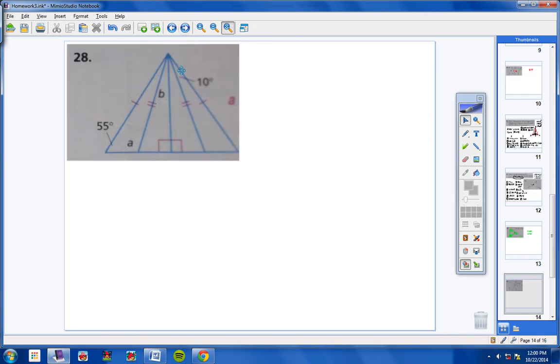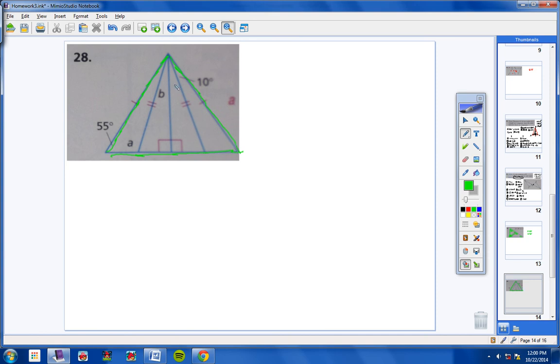Okay, number 28. Now 28's interesting. A lot of you may jump to the conclusion that this angle here is 10 degrees, so this angle over here is 10 degrees, and you're okay in doing that. I'm going to go a little slower and really break this down step by step. First of all, look at the whole triangle right here. Look at this whole triangle, students.